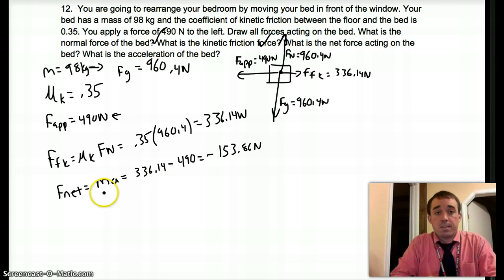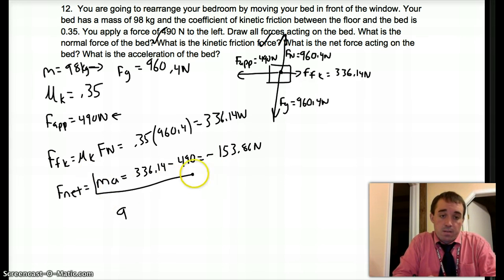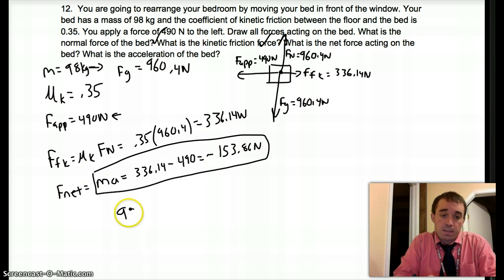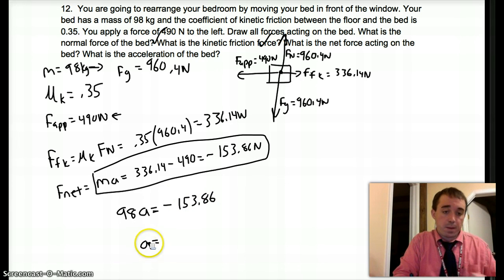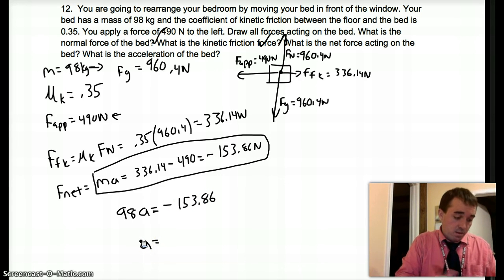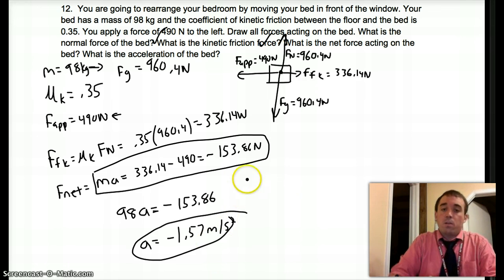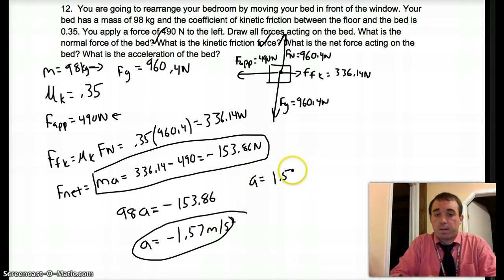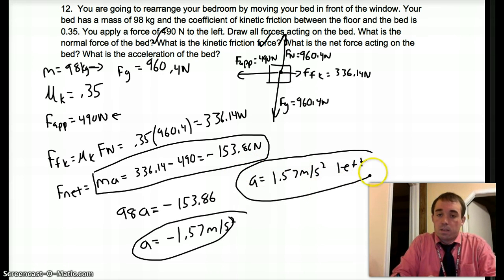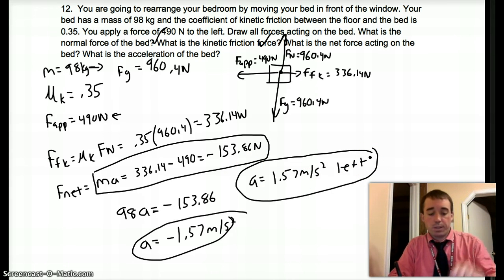We know that the mass is 98, so we can solve all of this. Say 98 times A equals, because we're trying to find the acceleration, negative 153.86. Solve for A by dividing. You get negative 1.57 meters per second squared, or you could say 1.57 meters per second squared left. Either way, good to go.